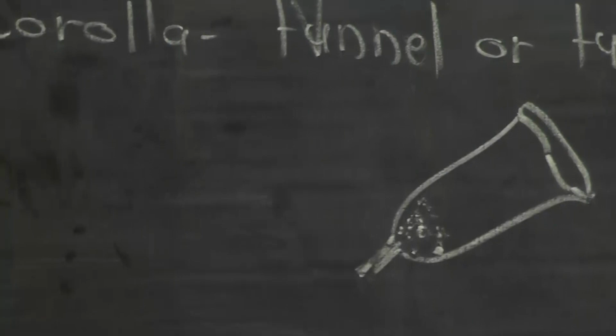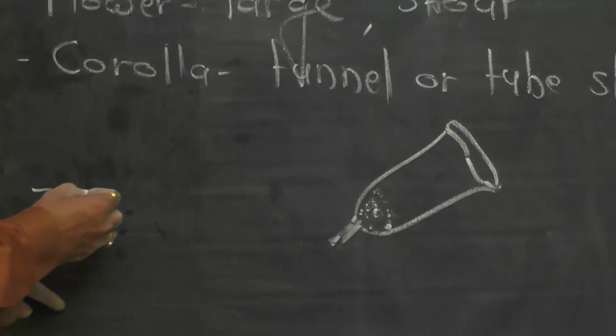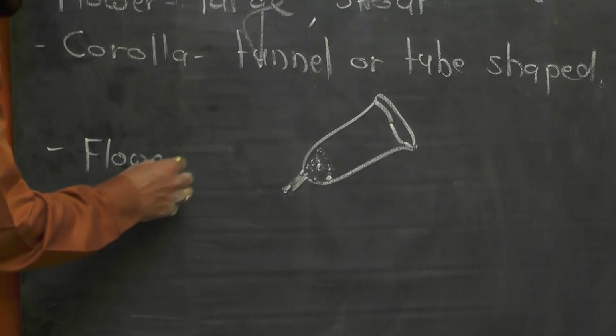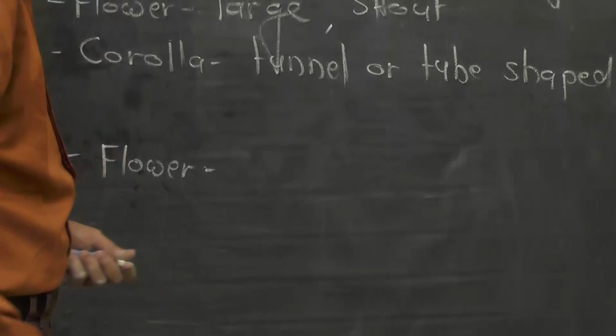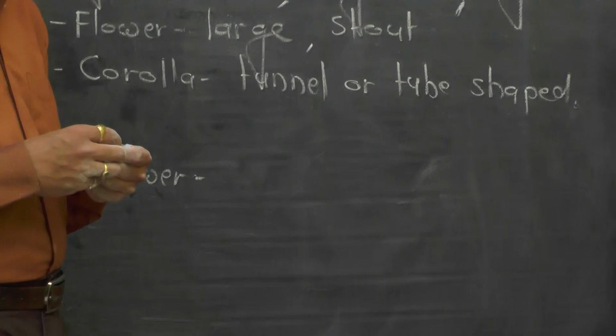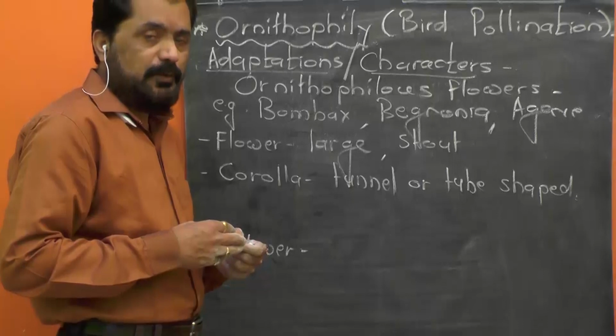Next character, that the flowers are brightly colored, very brightly colored. That is, the flowers are red, orange, yellow, blue, etc. So that the birds can detect, can notice those flowers from a very long distance also.